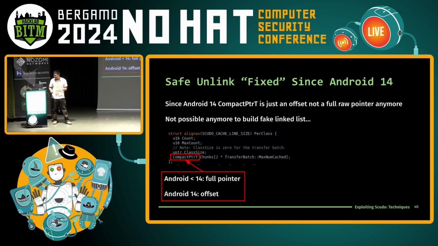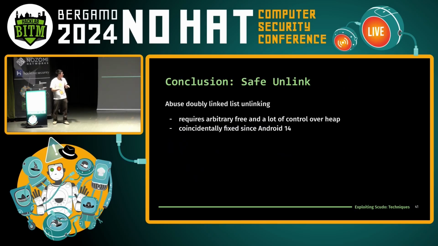So in conclusion, this is the safe unlink technique. It's much more theoretical than the other technique. You need a lot of very strong primitives. You need an arbitrary free and a lot of control over the memory where you will forge your fake secondary chunk. And it's also coincidentally fixed since Android 14. But fortunately, Android 14 is still a very small market share. So if you're very lucky, you might be able to exploit this still.